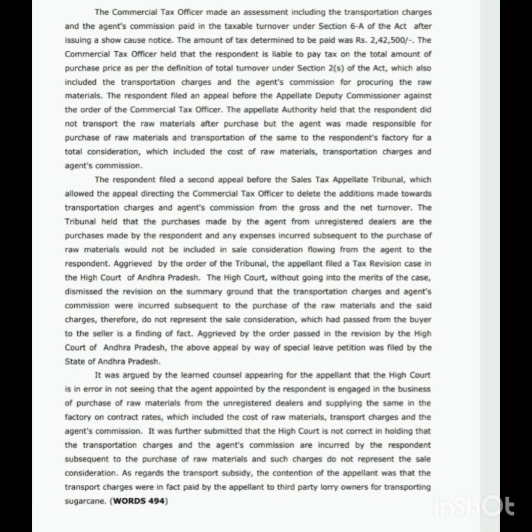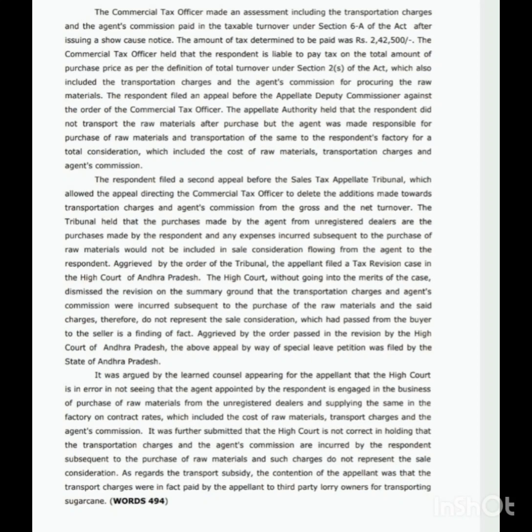Aggrieved by the order passed in the revision by the High Court of Andhra Pradesh, the above appeal by way of special leave petition was filed by the State of Andhra Pradesh.